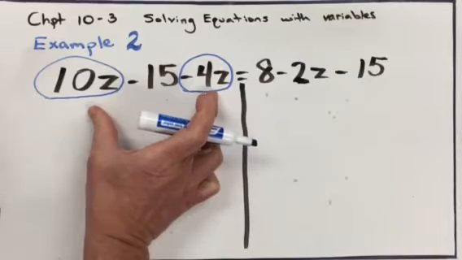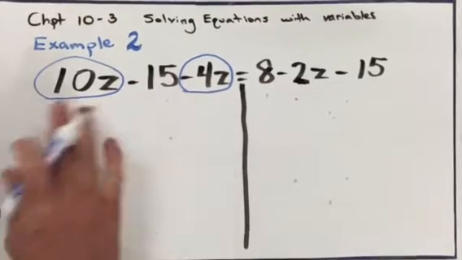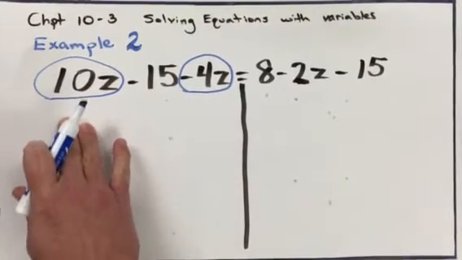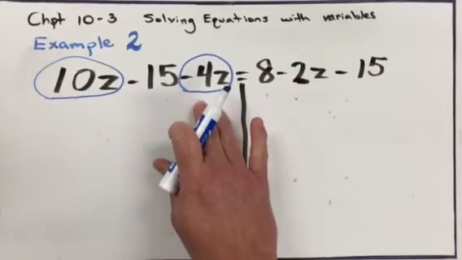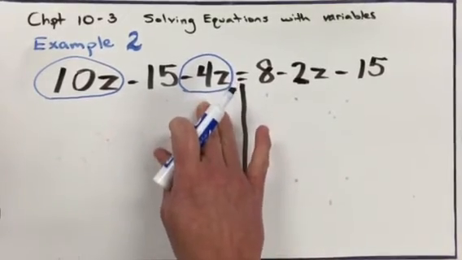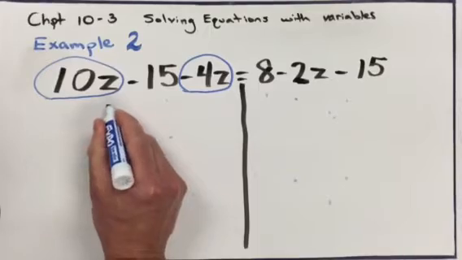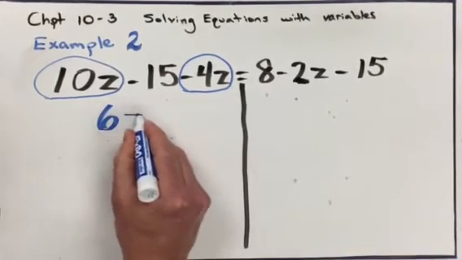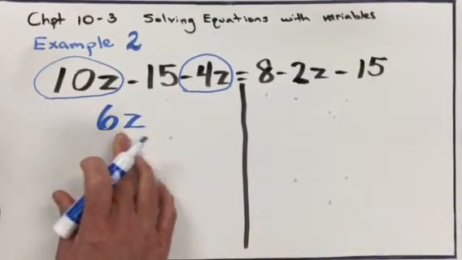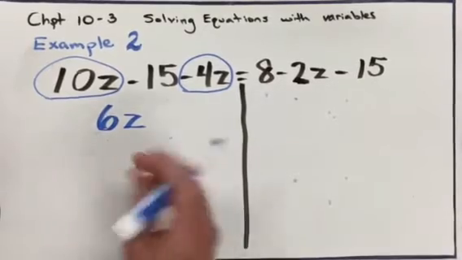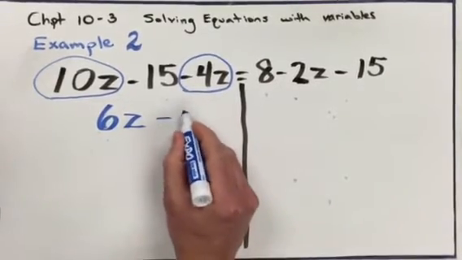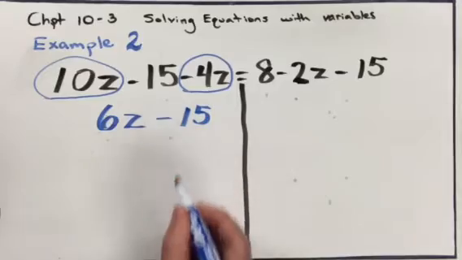Okay, when I combine these two, think about these as the algebra tiles. We have 10 green strips and we have 4 red strips. When we combine this, we'll be left with 6 green strips, which means that there's positive 6z. I haven't done anything with the 15, so I'm just going to rewrite that.